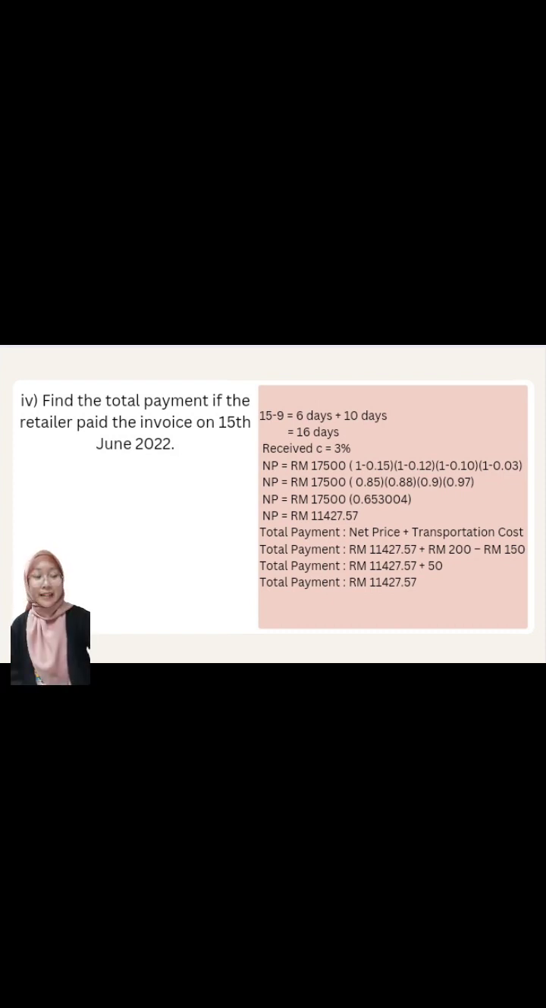The next step is we find the total payment. The total payment is net price plus transportation cost. That is the formula. And we just add the numbers into that formula, which is 11,427.57 ringgit Malaysia plus 200 ringgit minus 150 ringgit. It will be 11,427.57 ringgit plus 50. That is the total payment.